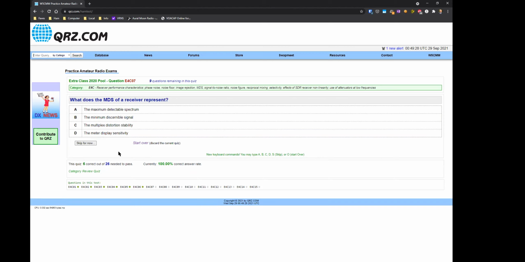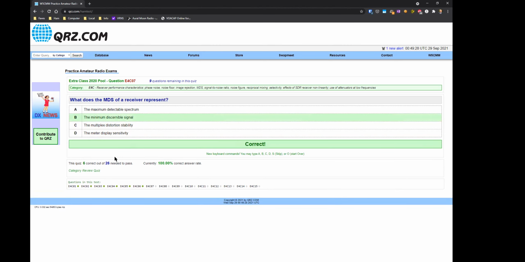What does the MDS of a receiver represent? B. Yeah, B, that's going to be the minimum discernible signal.